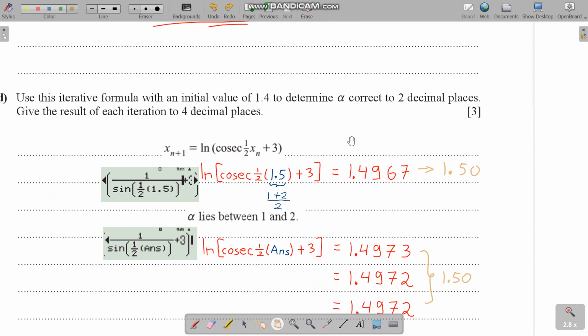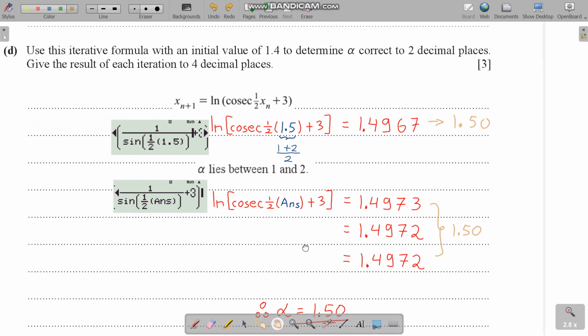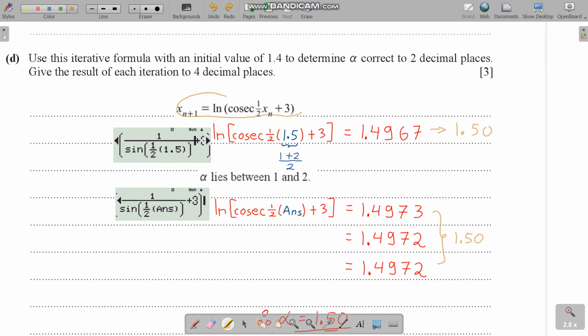And the last part, iteration. So we use this iteration formula from the part C. So for the first value you can use 1.5. So this 1.5 is because previously we have verified that the root lies between 1 and 2. So just use the average. 1 plus 2 all over 2, we get 1.5. So this is the average of the two verified values in part B. Okay, so use a calculator.